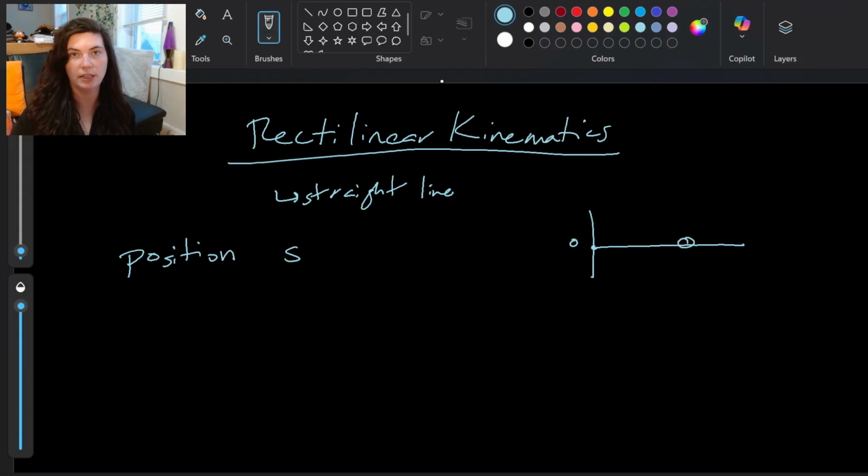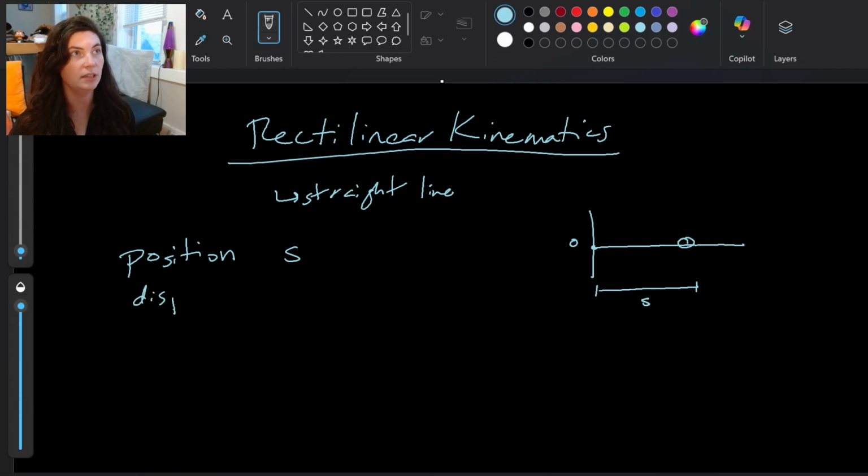We're going to be doing rectilinear kinematics of just a particle. I have a particle on this line. My position is just that distance s from some origin, right? So position is just the distance from my origin. Whereas I could also have displacement, and displacement may be different from our position.